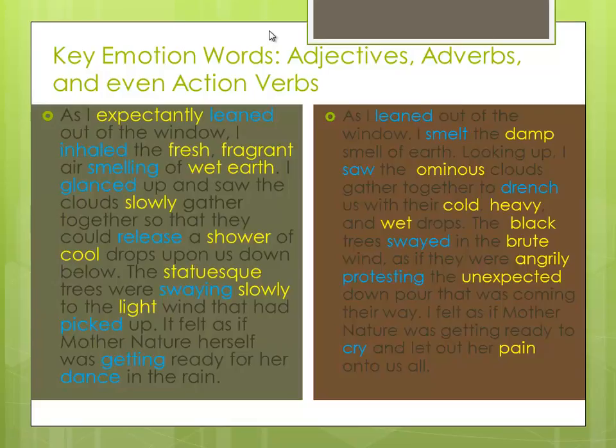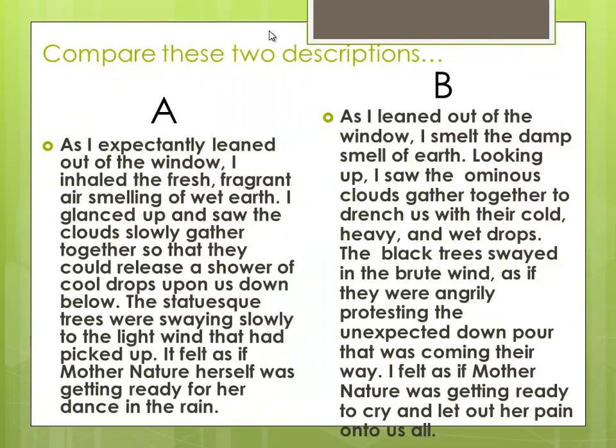So looking at these adjectives, adverbs, and even action verbs. I want to compare these two descriptions. So just listen along as A is read and then B is read, and then I want us to discuss it. So for A, as I expectantly leaned out of the window, I inhaled the fresh, fragrant air smelling of wet earth. I glanced up and saw the clouds slowly gather together so that they could release a shower of cool drops upon us down below. The statuesque trees were swaying slowly to the light wind that had picked up. It felt as if Mother Nature herself was getting ready for her dance in the rain.